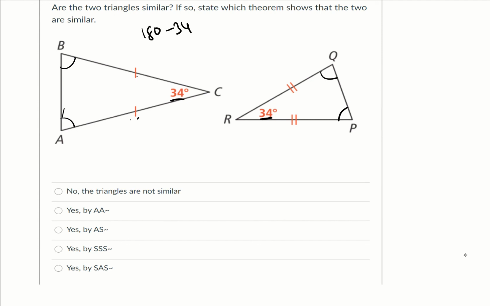So we do 180 minus 34, and that's going to be 146. And then we divide that by 2 so that we can get both angles here, each of them. And that's going to be 73 degrees. So each of these is 73 degrees.